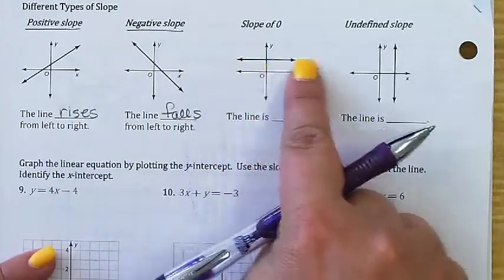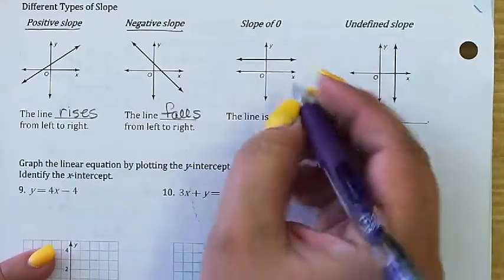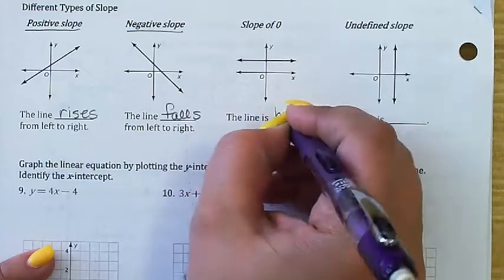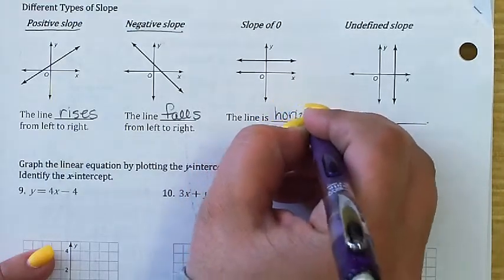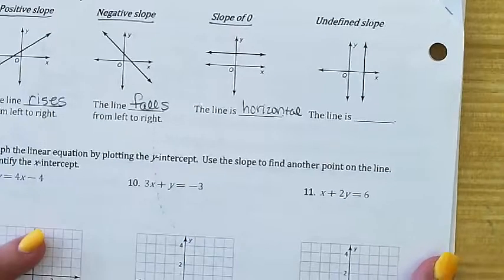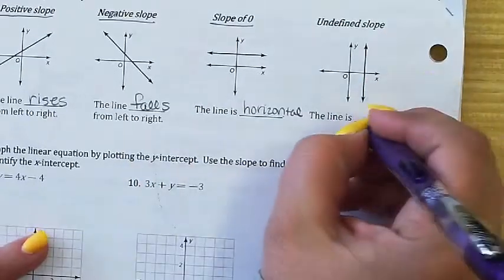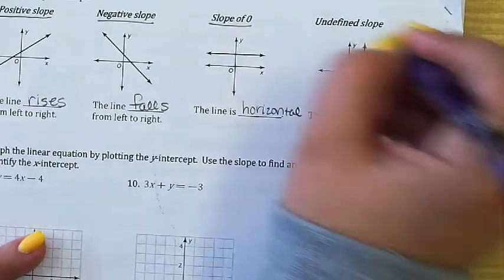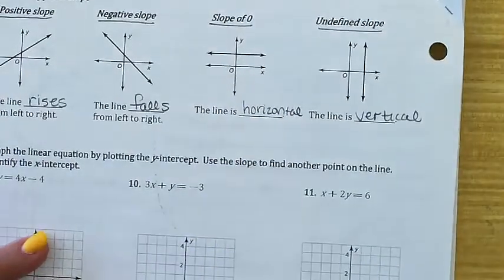If it is a perfectly flat horizontal line, that is a 0 slope. So this is if the line is horizontal, right? That's 0 slope. And then, like I said, the tricky one, the one that kind of breaks the rules here, if the line is vertical, then that is an undefined slope, okay?